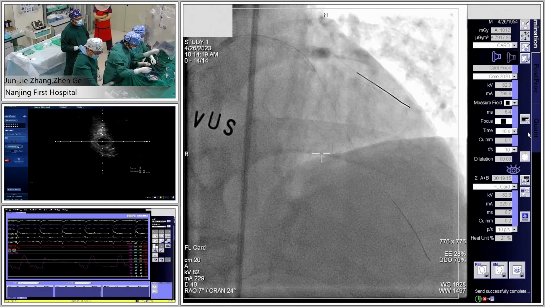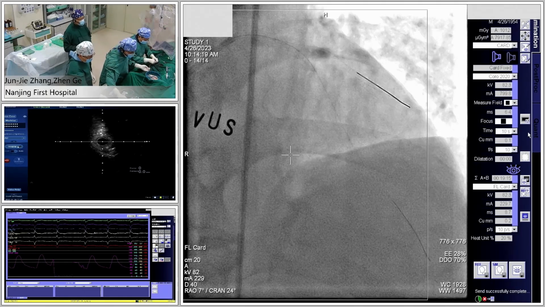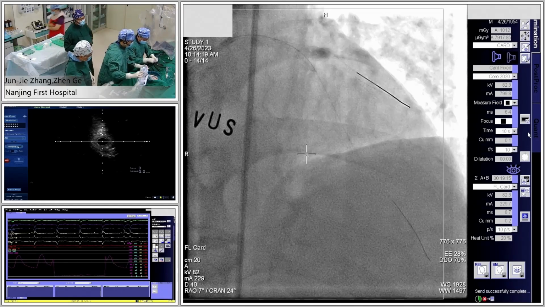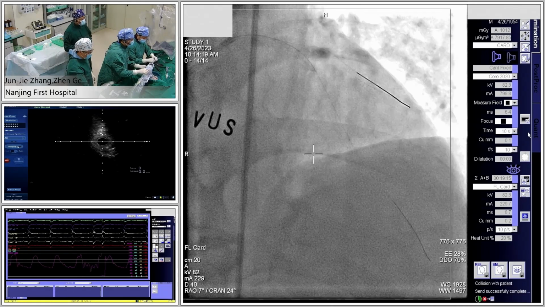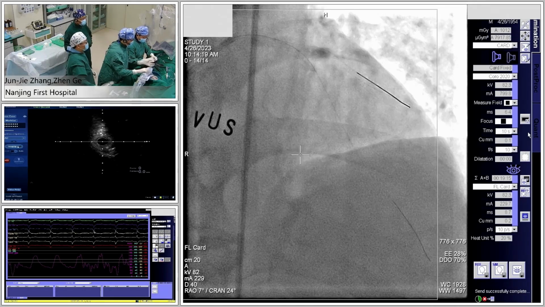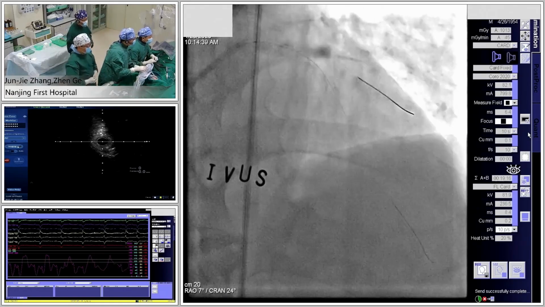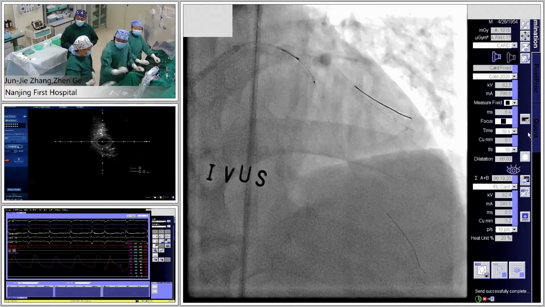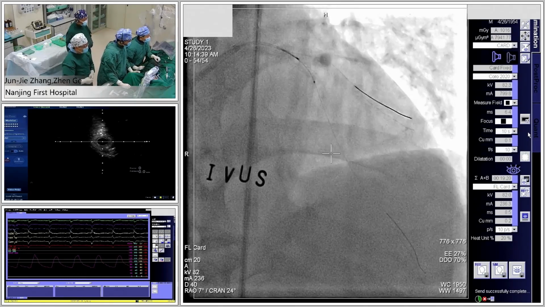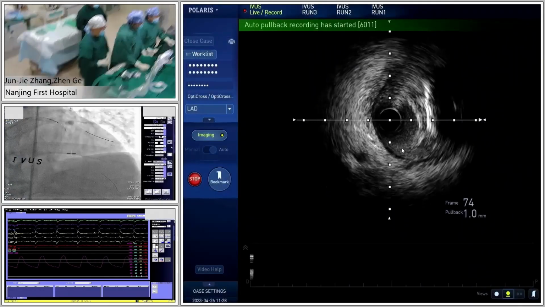So I think after the IVUS check, we will perform DK crush for this particular LAD diagonal complex bifurcation lesion. According to the IVUS image, I think for the side branch stent we will choose 2.75 by 15. Dr. Pan, please introduce the IVUS.